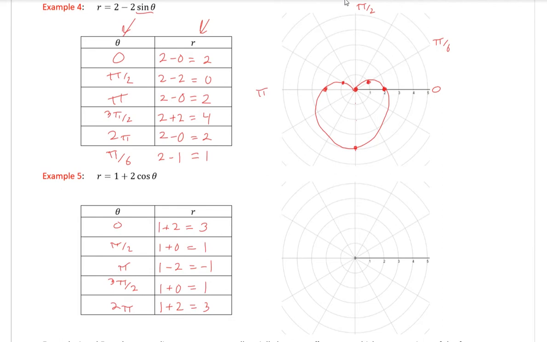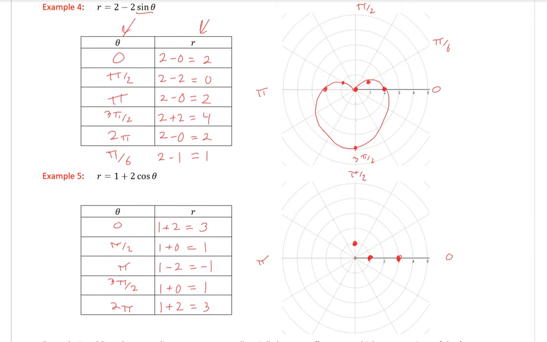So let's see what these do. At an angle measure of 0, or 0 radians, I have a distance of 3. So right there. At an angle measure of pi over 2, I have a distance of 1, which is right there. At an angle measure of pi, I have a distance of negative 1. What that means is I'm facing this direction, but negative 1 means you go backwards. So backwards from the origin will give me that point right here.